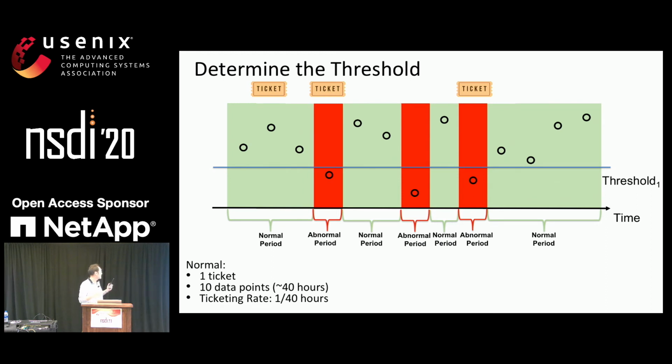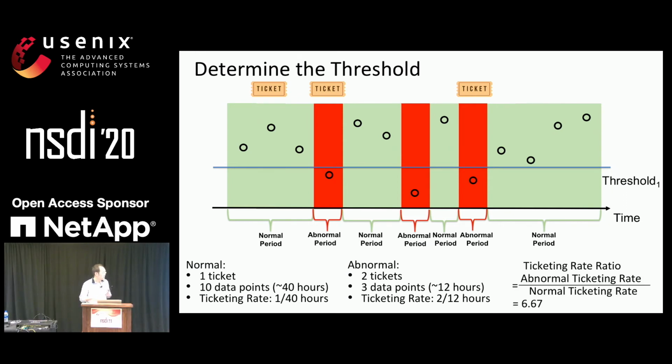And we can calculate the ticketing rate for the normal periods. For example, in this case, we have 1 ticket falling into the normal periods and 10 data points. Remember that we collected the data points roughly every 4 hours, so 10 data points means 40 hours. Then the normal ticketing rate in this example is 1/40. Similarly, we can also get the abnormal ticketing rate as 2/12. Then we define the ticketing rate ratio as the abnormal ticketing rate divided by the normal ticketing rate, which is 6.67 in this example.